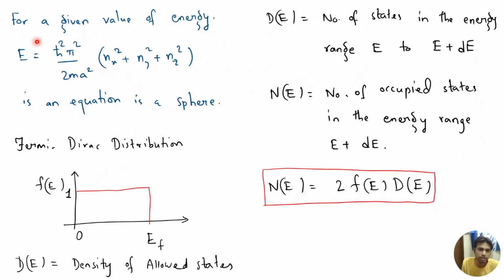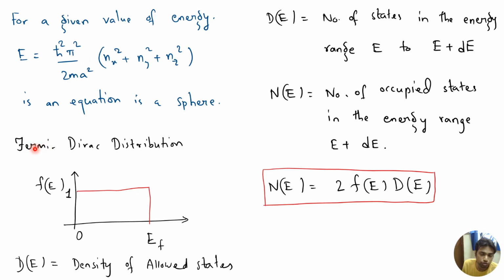Now what we have is, for a given value of energy, so let's say you fix the value of energy, and we are looking at what are the possible values of energy here. If you look carefully, this will be the equation of a sphere, in the space of nx, ny and nz.